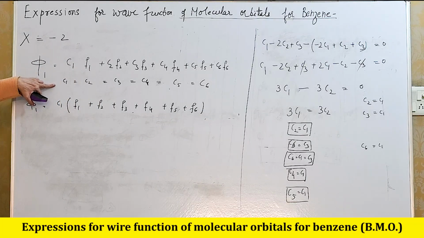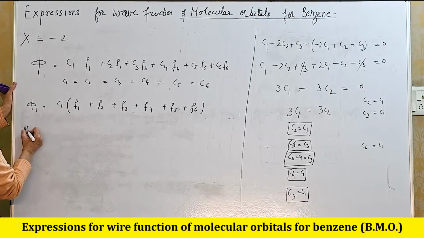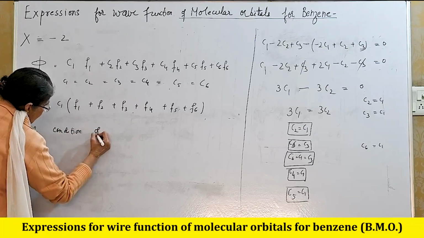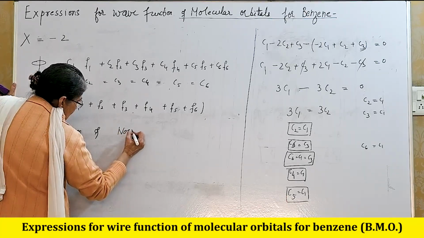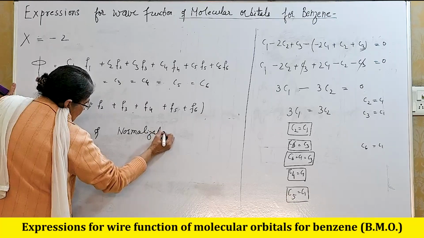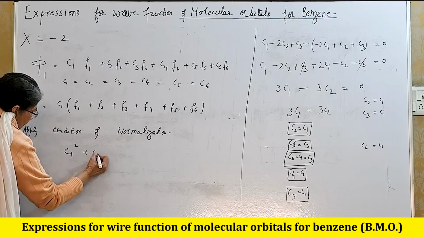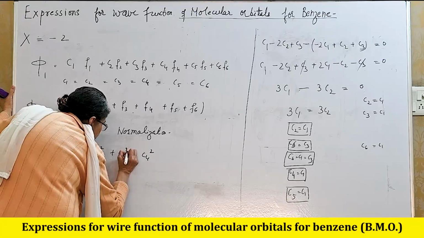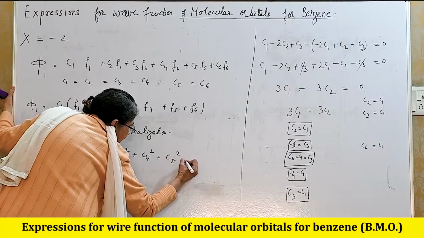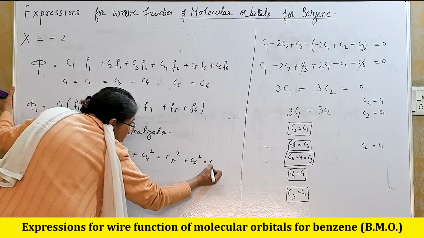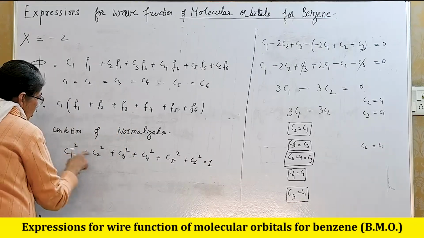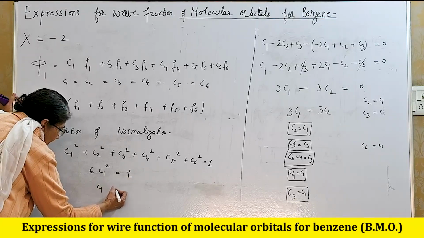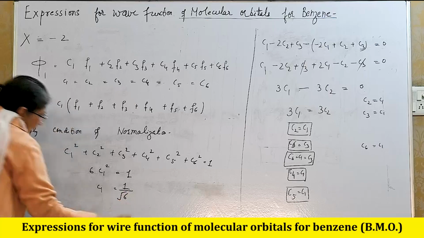Now apply the condition of normalization. That is C1 square plus C2 square plus C3 square plus C4 square plus C5 square plus C6 square is equal to 1. Therefore, all are C1, 6 terms. Therefore, 6C1 square is equal to 1. Therefore, C1 is equal to 1 by under root 6.